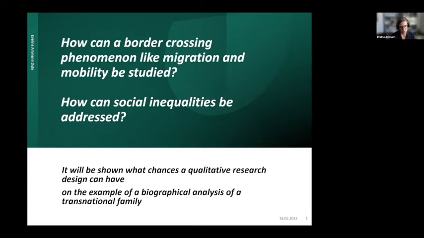So I will show my whole research framework on the basis of a qualitative research design I used for research about transnational families. At the end, I will give some insights into this research as well.